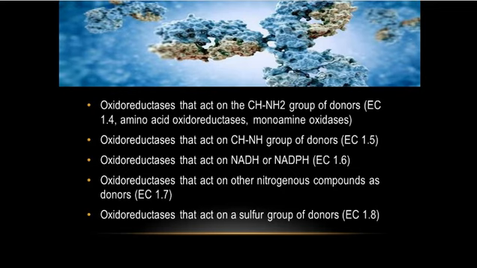Oxidoreductases that act on the CH-NH2 group of donors, EC 1.4, amino acid oxidoreductases, monoamine oxidases. Oxidoreductases that act on the CH-NH group of donors, EC 1.5. Oxidoreductases that act on NADH or NADPH, EC 1.6. Oxidoreductases that act on other nitrogenous compounds as donors, EC 1.7. Oxidoreductases that act on a sulfur group of donors, EC 1.8.